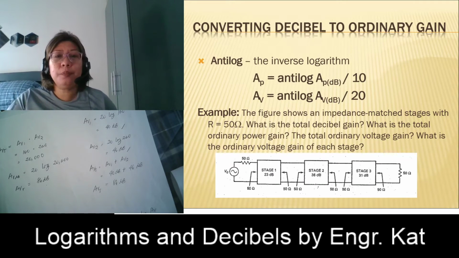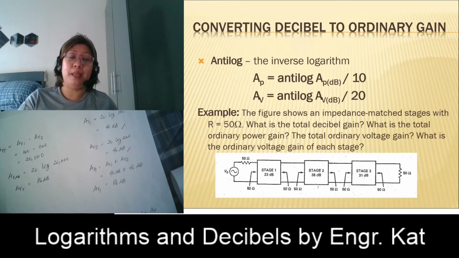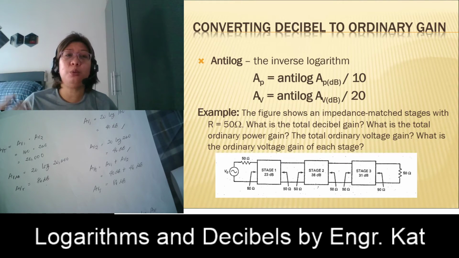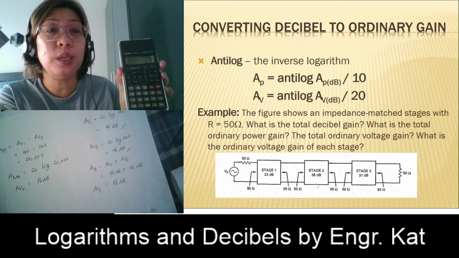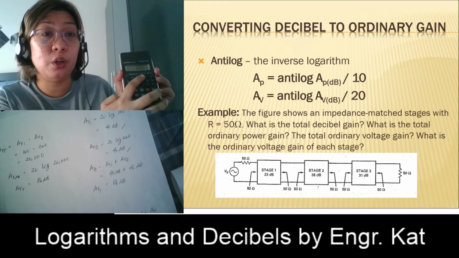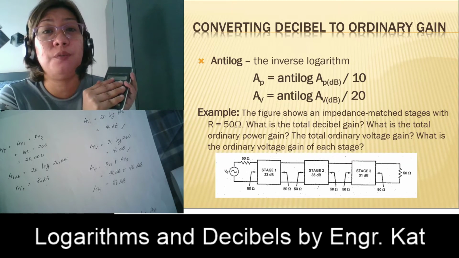Okay, antilog. So what is antilog? Antilog is the inverse logarithm. So if we are given, for example, a value in decibels, and we want to get the ordinary power gain or the absolute voltage gain, we use the antilog. In certain types of calculators, what you do is just press shift and then log. So that is for anti-logarithm, or antilog, the inverse of logarithm.